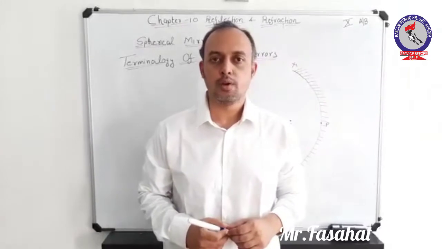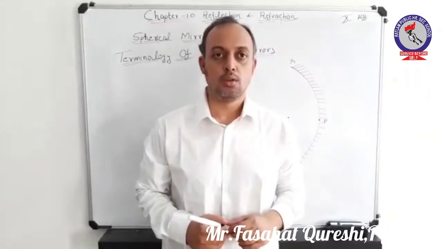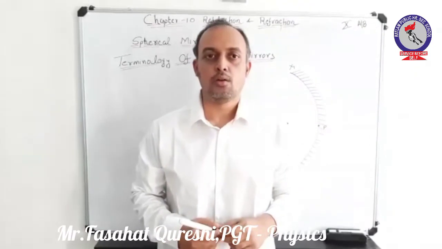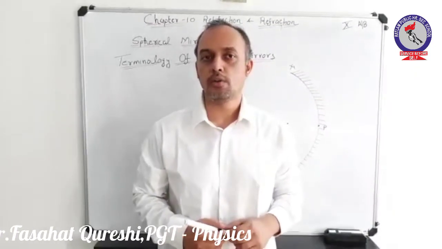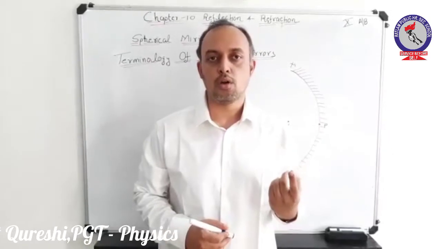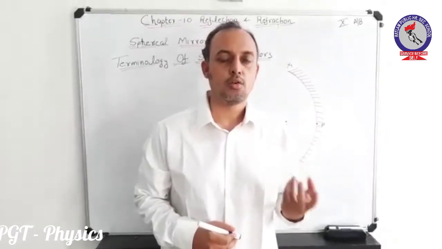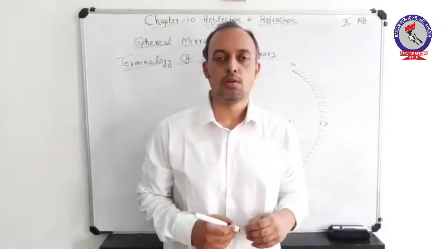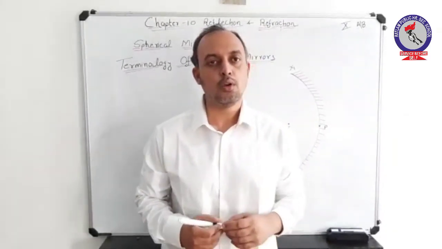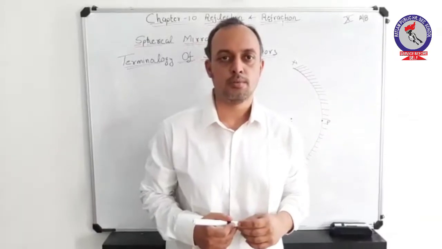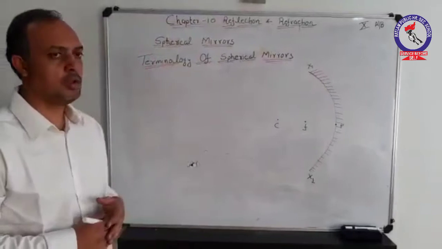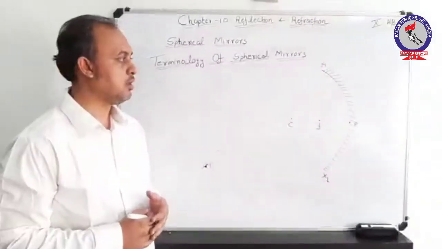In this section of my video, we will be going through the basic terminology of spherical mirrors. As we had already studied, there are two kinds of spherical mirrors. First is concave mirror and second is convex mirror. I will be going through the terminology of concave mirrors. Similar terminology will be equally applicable in the convex mirror. Now let us go through it, as it is a topic of chapter number 10 NCERT for class 10.